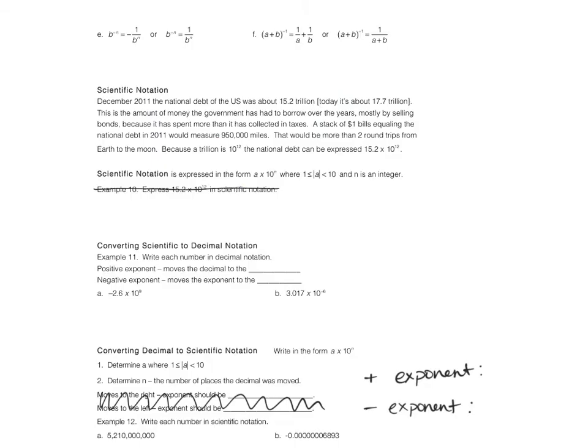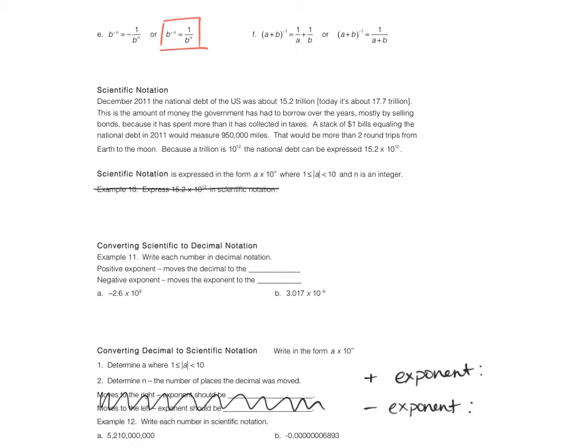2 more before we move on to scientific notation. In E, this is going to be a negative exponent property, which, while it does get rid of the negative sign in the exponent, does not change the value of the overall expression. Therefore, b to the negative n equals just 1 over b to the positive n.